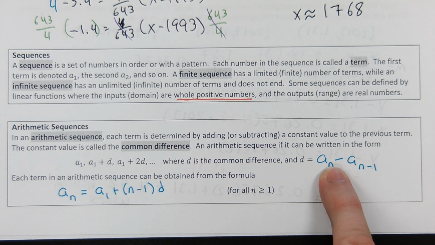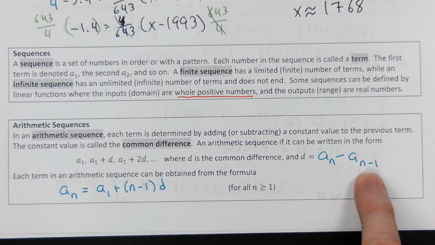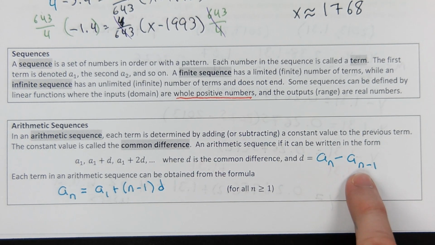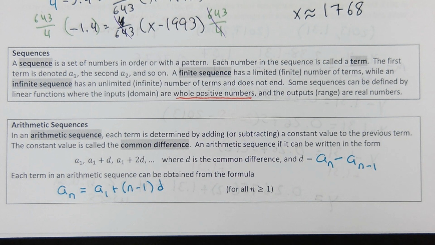So you need a common difference. You could do the 10th term minus the 9th term, or the 26th term minus the 25th term. Whatever, it doesn't matter. Any term minus the one before it. That'd give you the common difference.